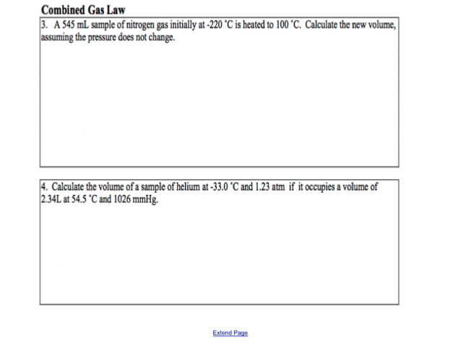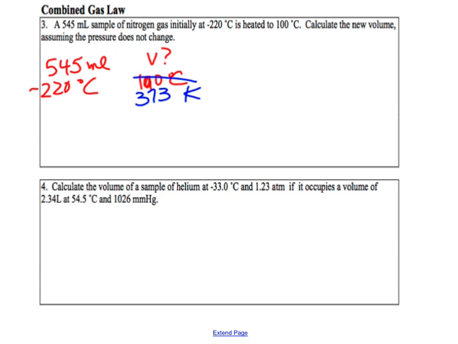So let's do a couple problems here. A 545 mL sample of nitrogen gas, initially at negative 220 degrees Celsius, is heated to 100 degrees Celsius. Calculate the new volume. All right, first thing you want to do is what? Convert, exactly. So I can do this math, 273 plus 100. And negative 220 plus 273? 53 Kelvin. All right, so now we can do our math.